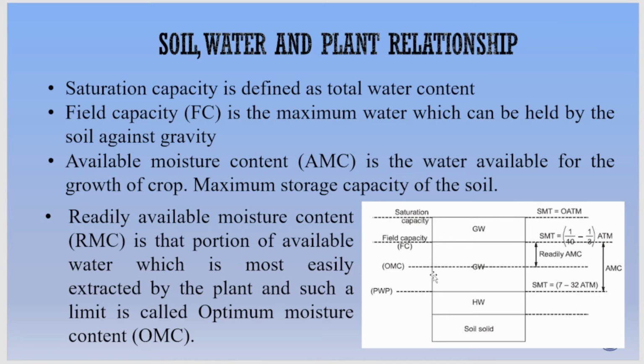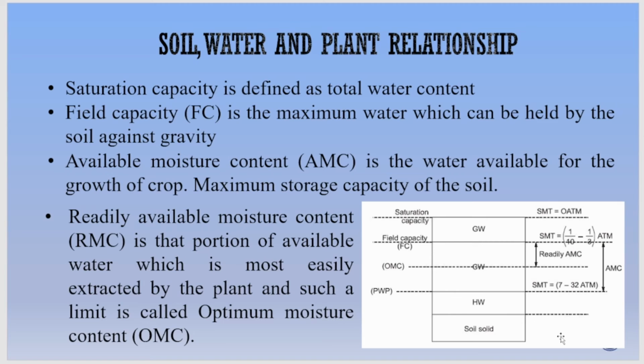So what a farmer does is that he wants to maintain the water level from optimum moisture content to field capacity. If he applies beyond field capacity, it will be seeped out because of the gravitational force. If he applies less than the optimum moisture content, the plant growth may reduce, right? So he wants to maintain the water level between OMC and field capacity, where OMC, as it is given here, is optimum moisture content. The level of water between the field capacity and OMC is called readily available water.